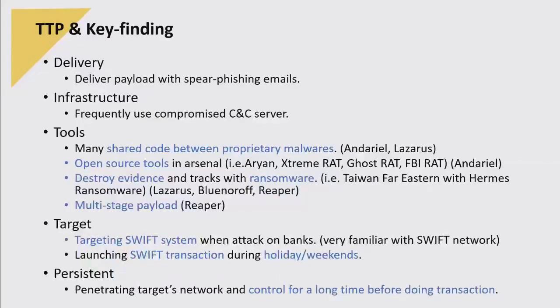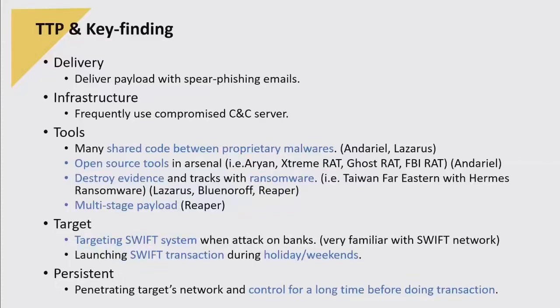In some cases, for example the case that happened in Taiwan last year, they used ransomware to destroy the evidence and their tracks. We also discovered that in some attacks, they like to use multi-stage payloads, like a downloader that downloads a payload, and that payload downloads another payload, to decrease the chance of exposing their real payload.